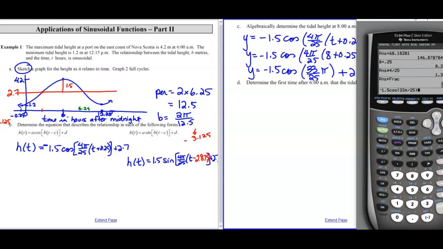So notice I don't bother with the fraction form when I get it down to one of them. It just takes a couple extra presses in the calculator, and I find that annoying. So I just do that, close the bracket, plus 2.7.